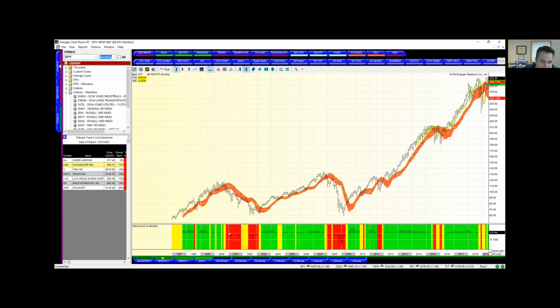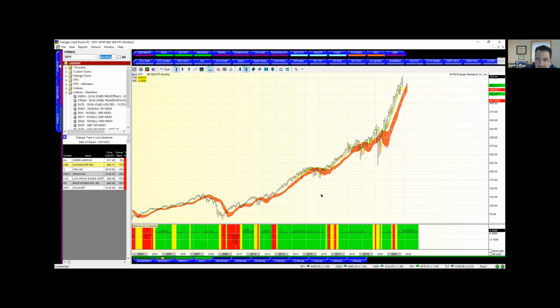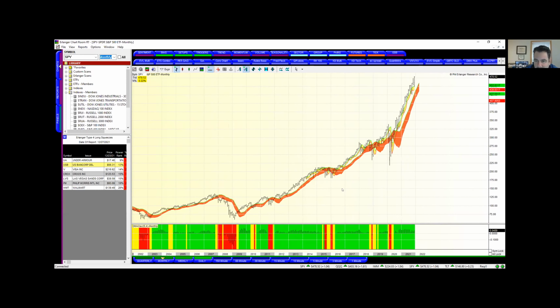Most of this period was positive, and then boom. So if you look at historicals of the last 20 years, there could be some risk to it.